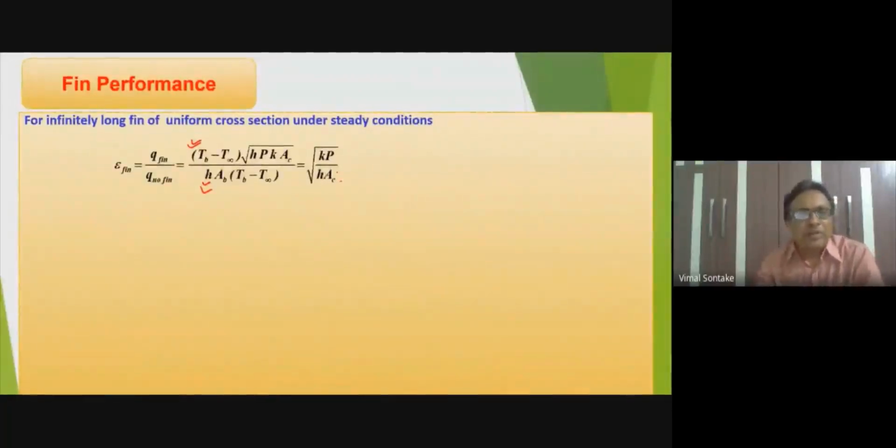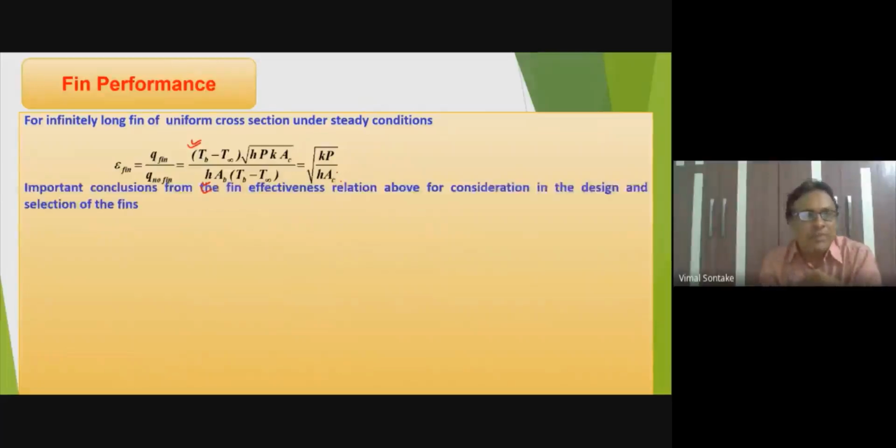Now, based upon this expression for fin effectiveness for infinitely long fins, let us have some observations. These observations will be applicable to fins of all types, whether it is insulated tip or infinitely long fin or fin of finite length, losing heat at the tip.